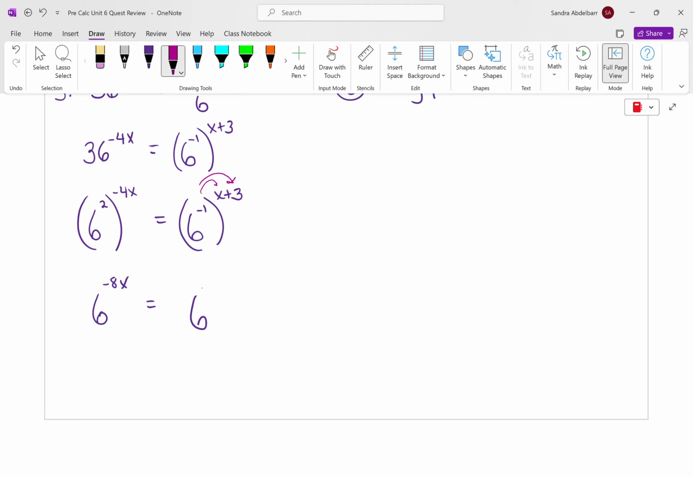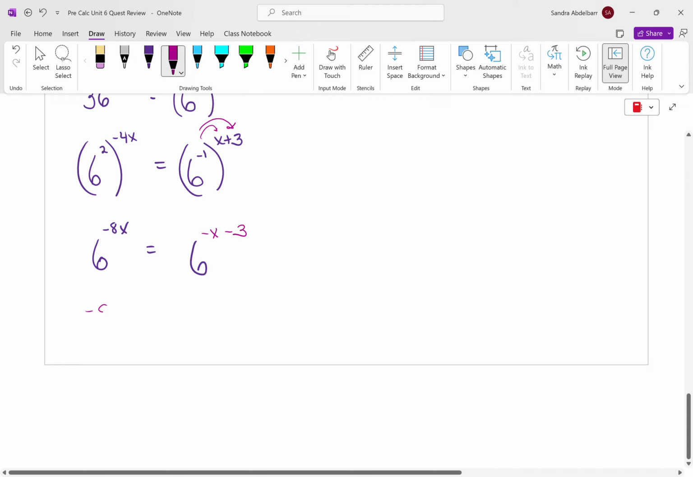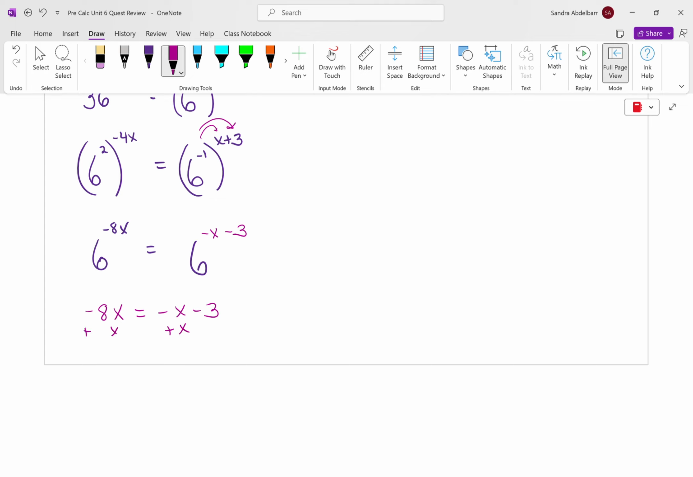And now for the second one, don't forget you have to distribute. So this becomes a negative x minus 3. Now that we have the same base, we can set their exponents equal. So negative 8x equals negative x minus 3. I'm going to add that x over. So we have negative 7x equals negative 3. Divide by negative 7. And we get x is equal to 3 over 7.